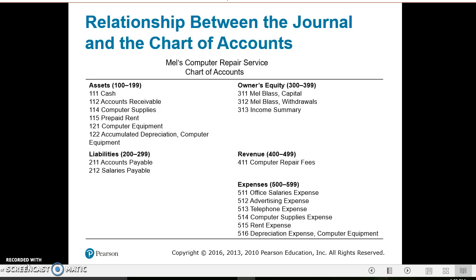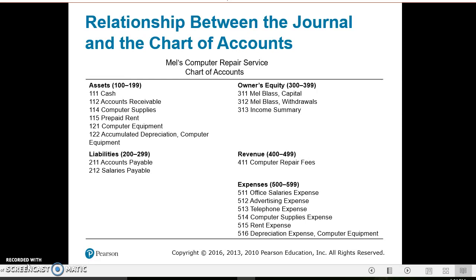The journals go right along with our chart of accounts. Earlier, we talked about our chart of accounts. We talked about we have assets, liabilities, owner's equity, revenues, expenses. In our chart of accounts, we assign each one of those numbers. We had briefly talked about this in chapter 2, but assets all start with a 1, liabilities all start with a 2, owner's equity is 3, revenues are 4, and expenses are 5.